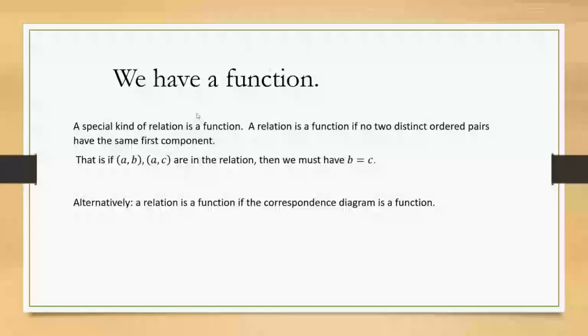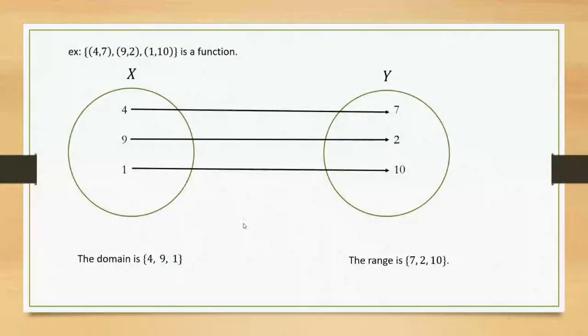goodness. But that's how you can get a function from a relation. You just basically have to make sure the ordered pairs all have different x coordinates. That's really what I'm trying to say here. Or if you draw the correspondence diagram, okay? If you draw the correspondence diagram, that would also be a function. And here's an example, right? This is a relation, but you can see that it is a function, right? You can see this is a function.